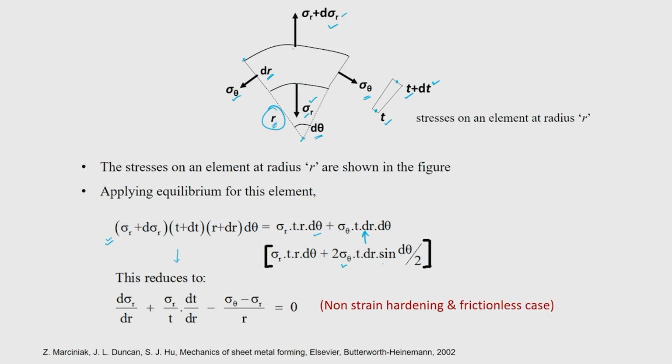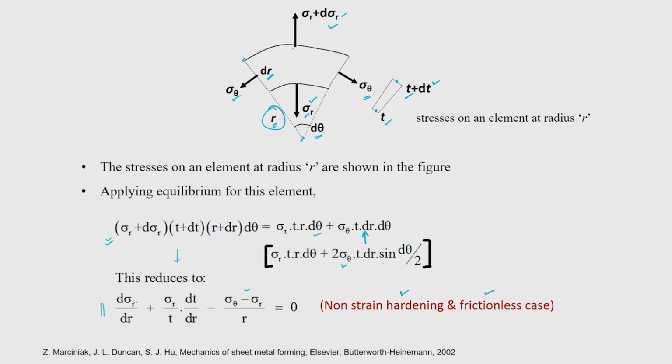If you do this, it will reduce to one simple equation, d sigma r by dr plus sigma r by t d t by dr minus sigma theta minus sigma r divided by r equal to 0. This is for a non-strain hardening material. You don't consider strain hardening in this equation, and it's a frictionless case, so no effect of friction. These two are not available in this equation.